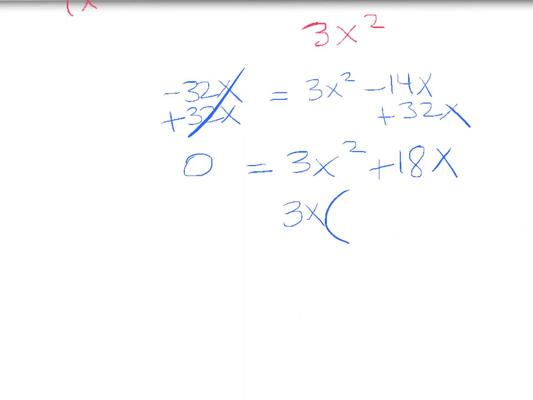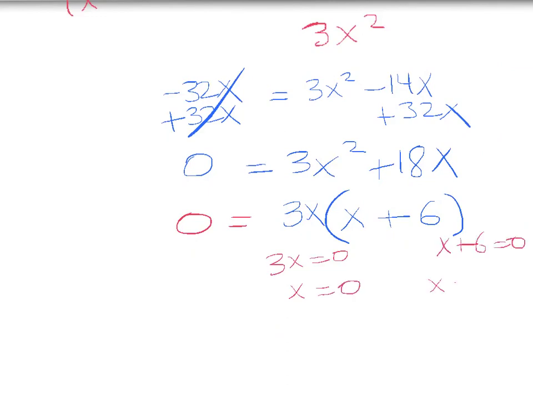If you take 3x out, then x will be left, plus 6. Now remember, you can always FOIL. So 3x times x is 3x squared, and 3x times 6 is 18x, equals 0. So 3x equals 0, so x equals 0. And x plus 6 equals 0, so x equals negative 6.